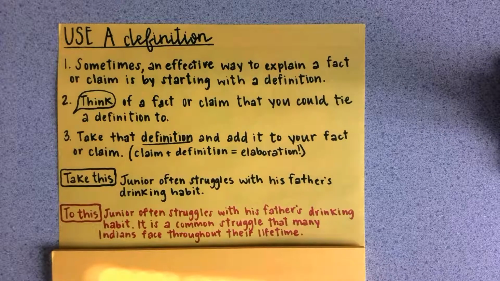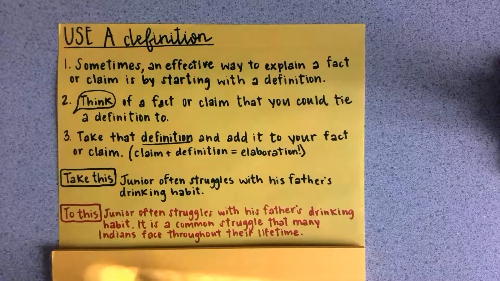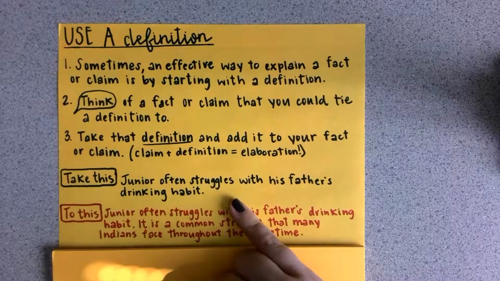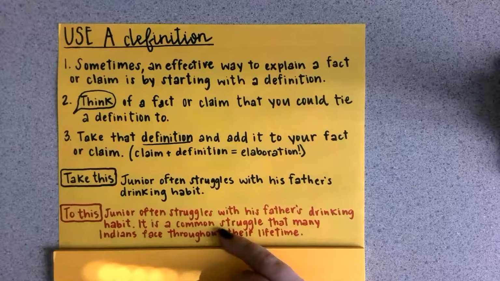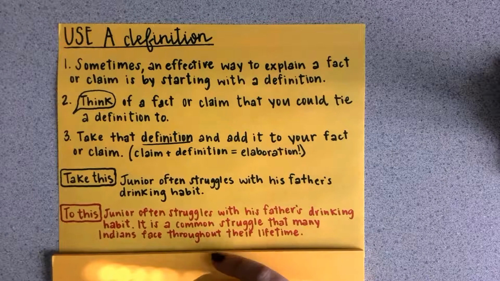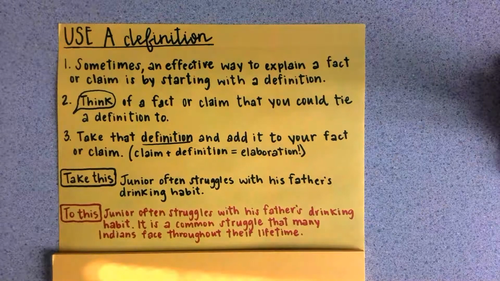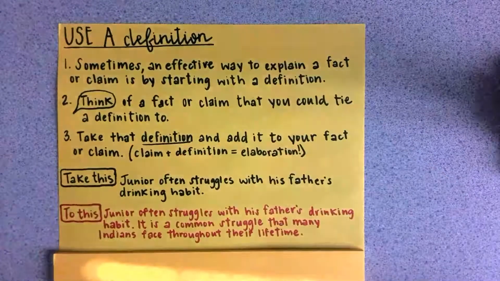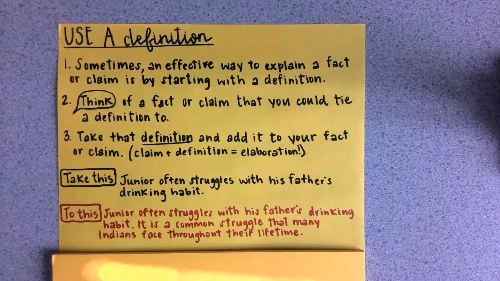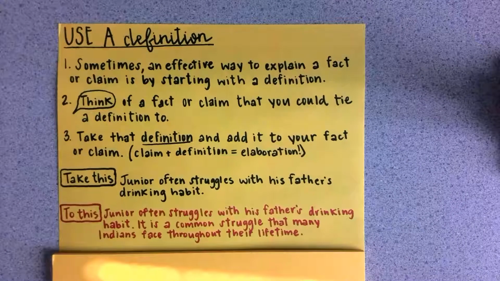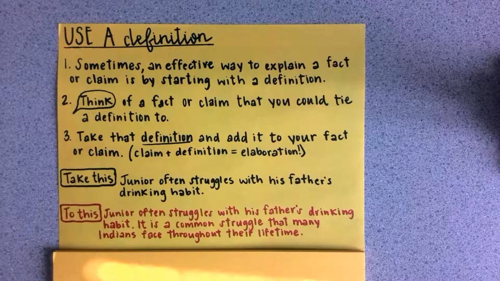You guys might be thinking, well, Miss Coaches, that's not a dictionary definition. Instead, the definition can also tie to a well-known fact. So the fact that Junior struggles with his father's drinking habit is a very, very common thing amongst Indian culture. A lot of Indians have historically struggled with drinking as well. So by definition, an Indian could be tied to alcoholism. I know that's stereotypical, but it works for this elaboration technique.